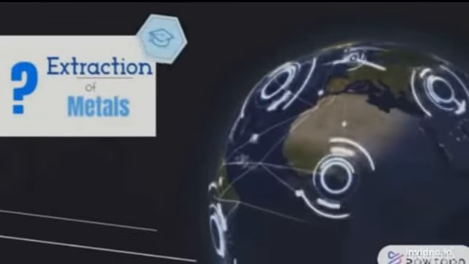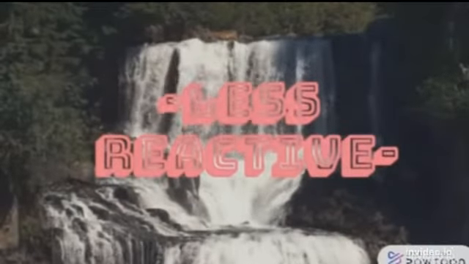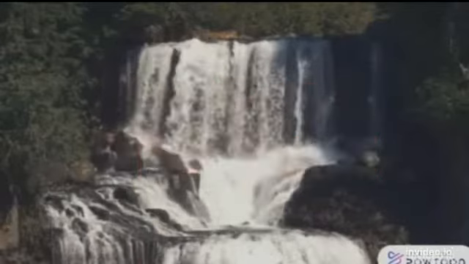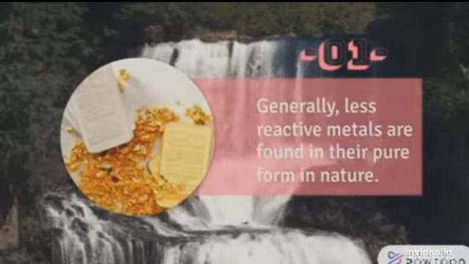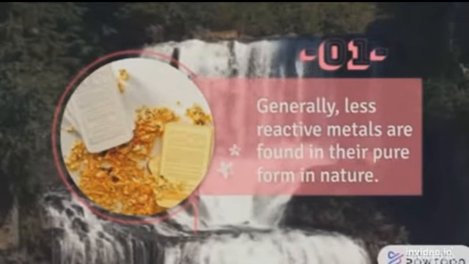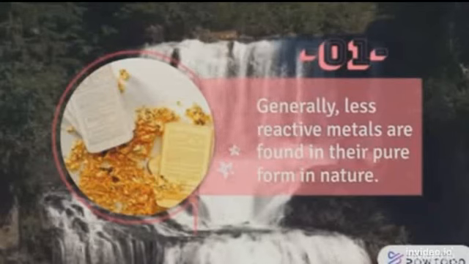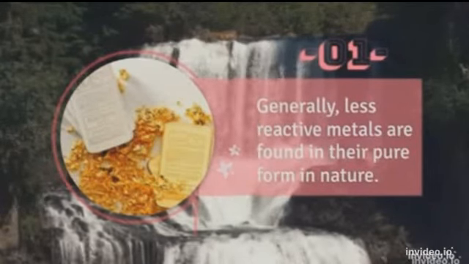Now let's understand how metals are extracted from their ores. So let's go one by one. First of all, the metals which are less reactive, like silver, gold and platinum. Now these metals are generally found in their pure form in nature. So there is no need of some special processes to extract them.